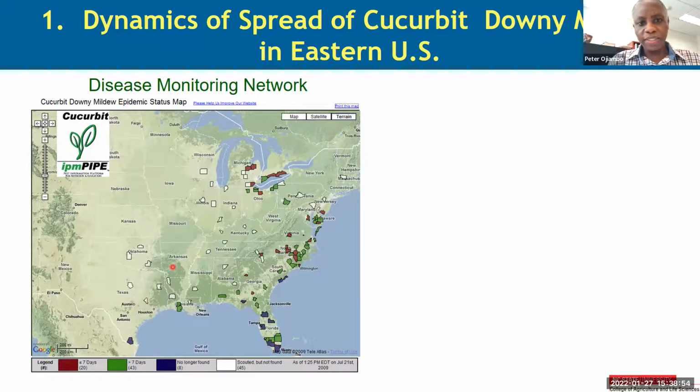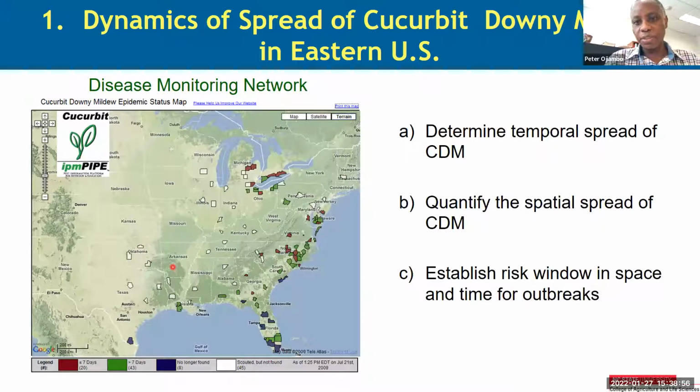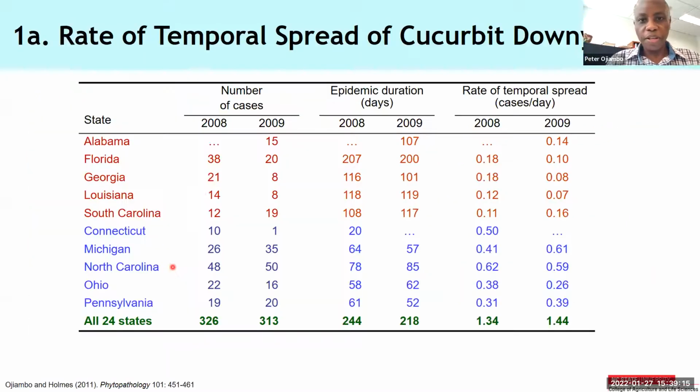So as far as the dynamics is concerned, the three things that I'm going to be talking about today are: what's the temporal spread of the pathogen, of the disease within the country, what's the spatial extent of the disease, and then what are some of the risk windows, in space and time, during which the pathogen and the disease is actually a major problem.